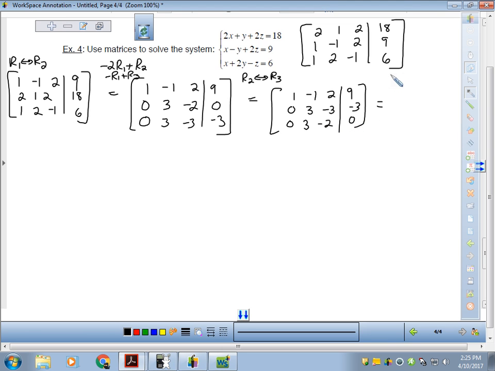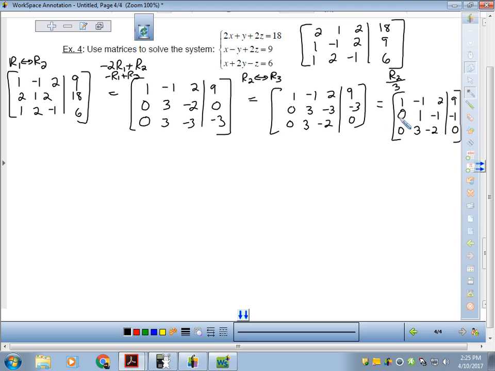Then I'm going to take row 2 and divide it by 3. So 1, negative 1, 2, and 9. 0 divided by 3 is 0. 3 divided by 3 is 1. Negative 3 divided by 3 is negative 1. Negative 3 divided by 3 is negative 1. 0, 3, negative 2, and 0.